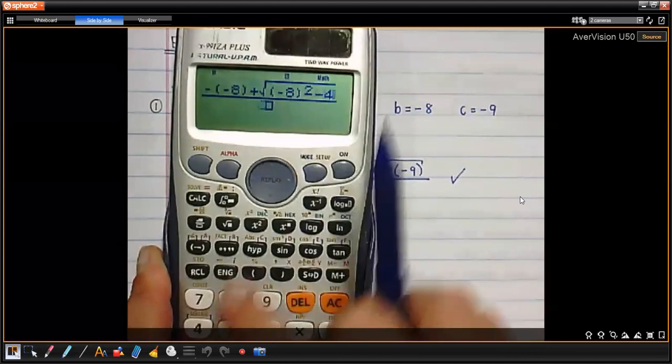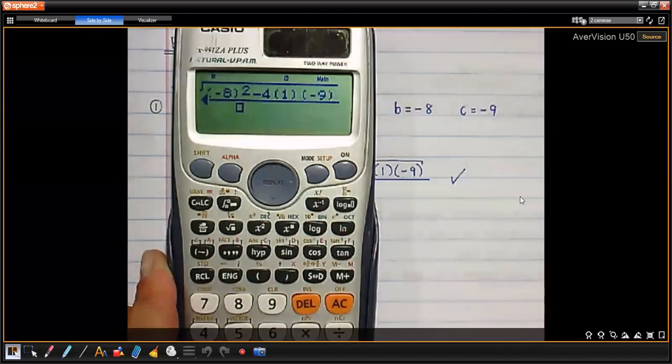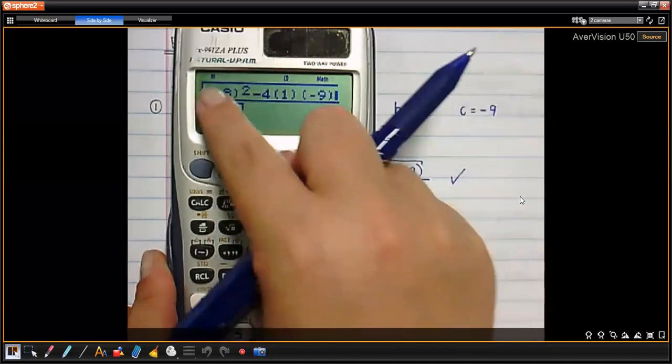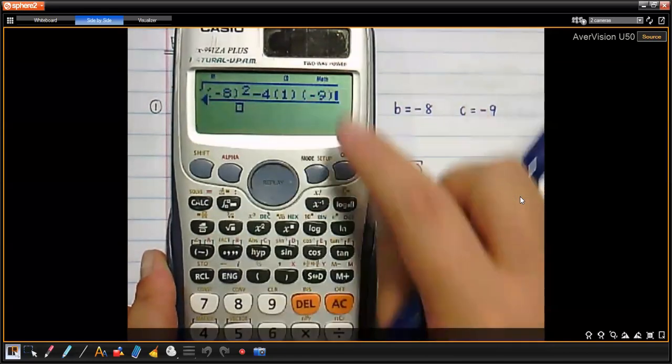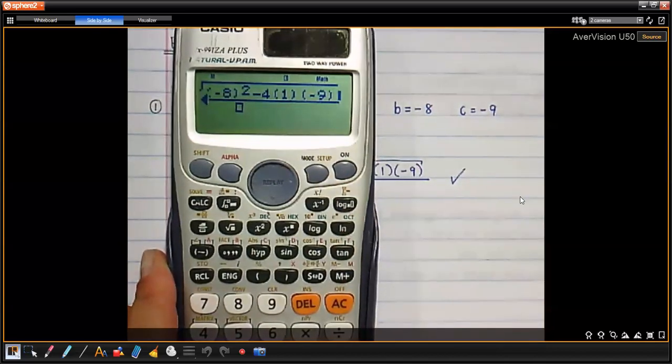Minus 4 times 1 times negative 9. Again, maybe you don't want to type in that times 1, that's fine. Then you're going to use your arrow button, guys. When you are done typing what must be inside the square root, you need to press the arrow button once to get out of the square root.